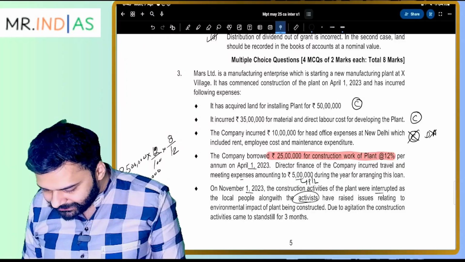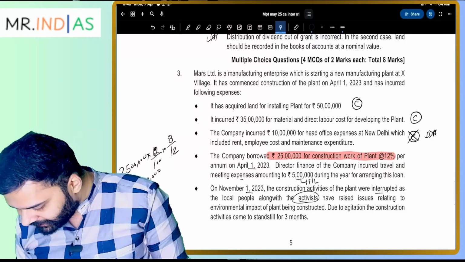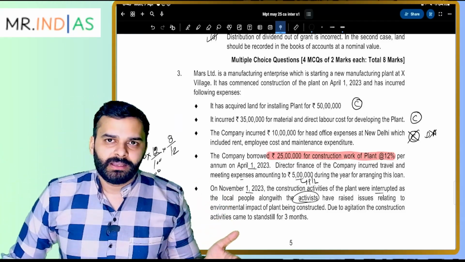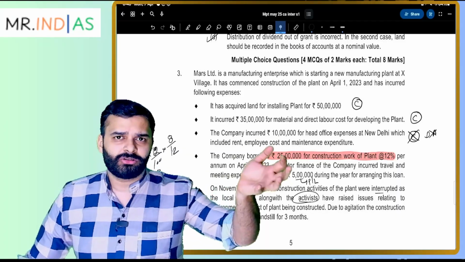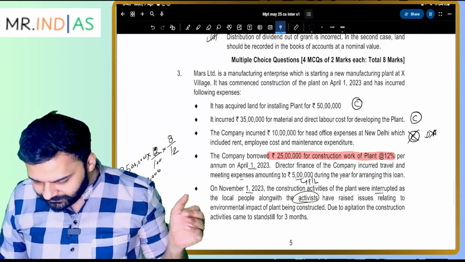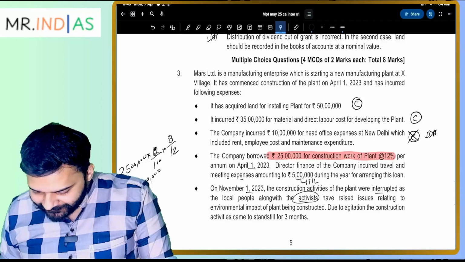Director Finance of the company incurred travel and meeting expense amounting to 5 lakh during the year for arranging this loan. So the amount of director traveling is charged to profit and loss account. It is not a borrowing cost incurred for the borrowing. So this is not the borrowing cost. It will get charged to the profit and loss account, and 25 lakh of borrowing is a specific borrowing.